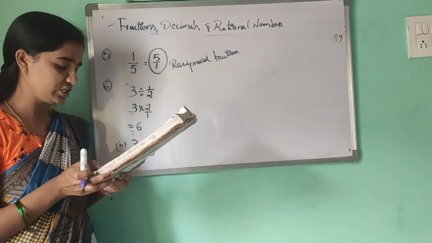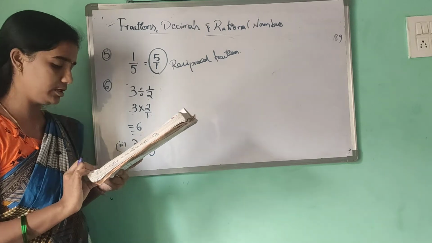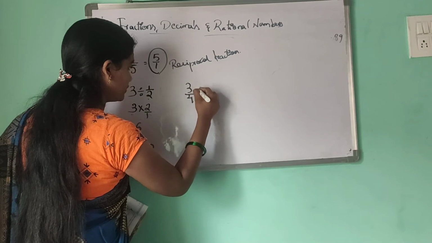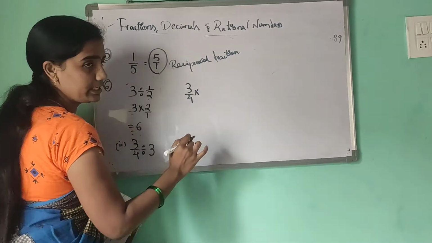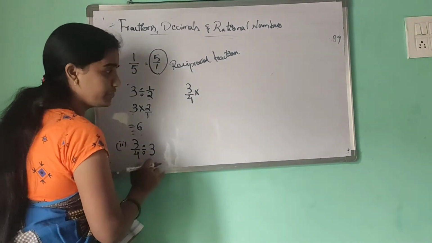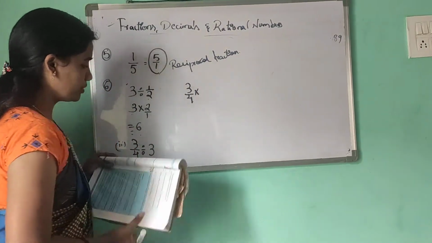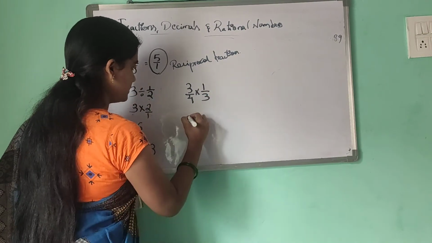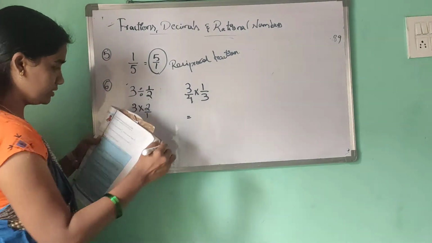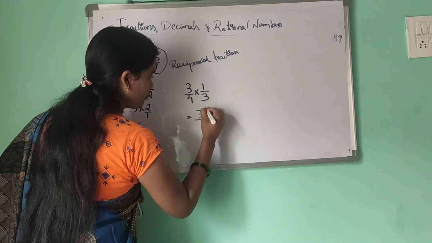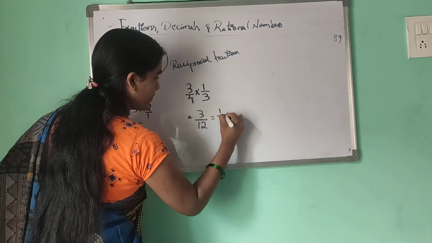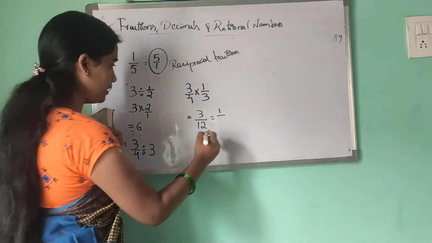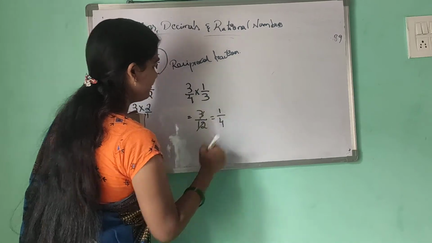We multiply the fraction with the reciprocal of the number. That means here we write 3 by 4, and when we take the reciprocal, the division becomes multiplication. So what is the reciprocal of 3? The reciprocal of 3 is 1 by 3. That means the 3s cancel. 4 3s are 12, and 1 times 1 is 1, so 1 by 4.